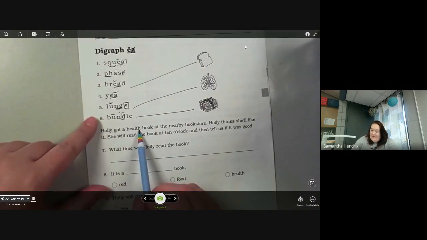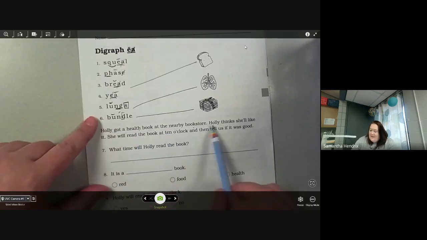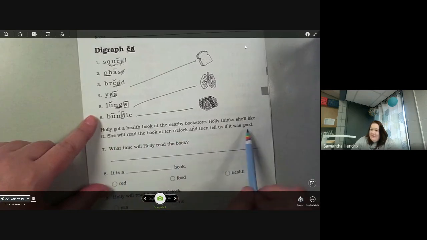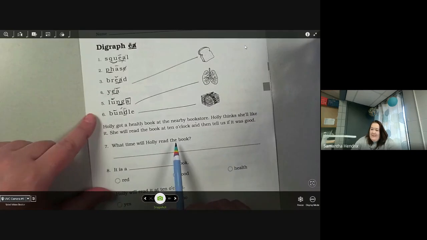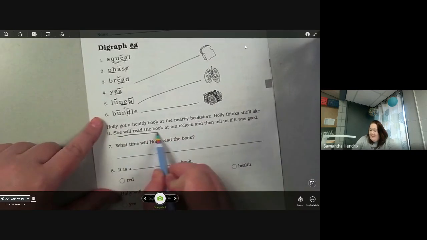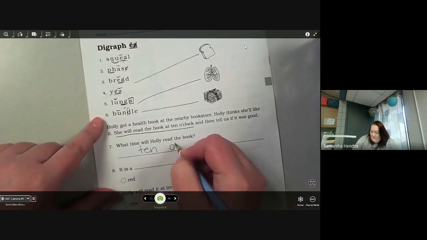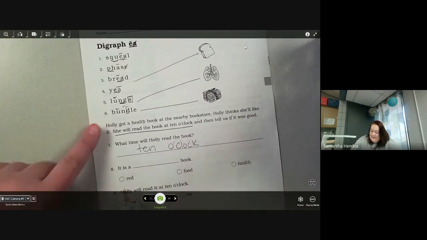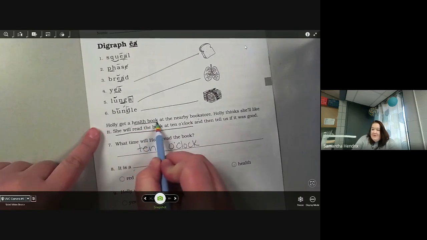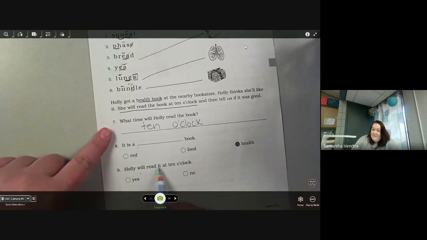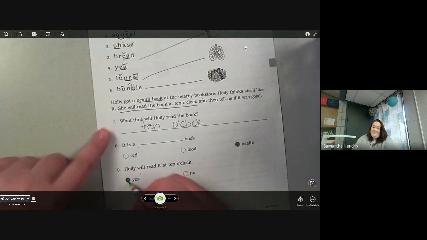Holly got a health book at the nearby bookstore. Holly thinks she'll like it. She will read the book at 10 o'clock and then tell us if it was good. What time will Holly read the book? Underline it. She will read the book at 10 o'clock. And I'm just going to write 10 o'clock. Is it read, food, or health book? Underline health book. Holly will read it at 10 o'clock. Well, we've already answered that. Yes. Okay.